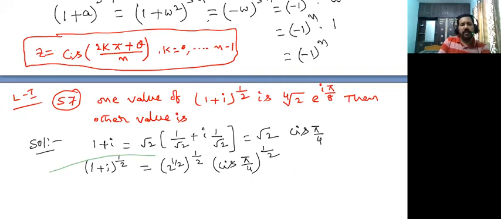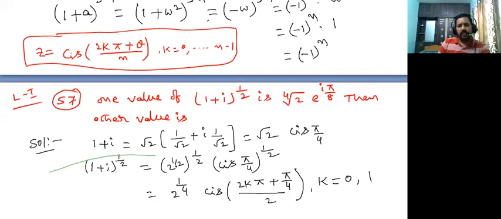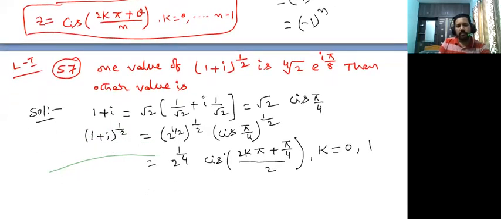Square root of a complex number, how to write? This is 2 power 1 by 4 into cis of 2k pi plus theta. What is theta? Pi by 4. What is n? 2. Square root means we take only 2 values of k, one is 0, another one is 1. So in total we get 2 values. Out of those 2 values, one value is given in the question; find the other value.